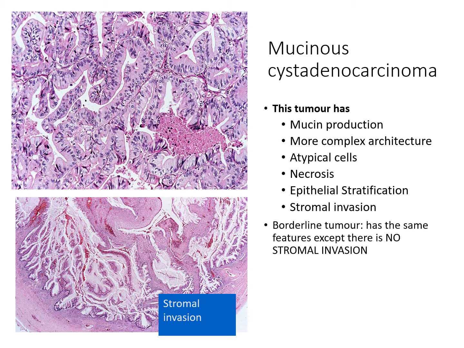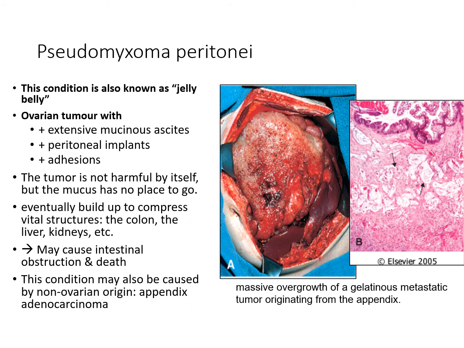Mucinous cystadenocarcinoma shows more complex architecture than the benign tumors. It shows atypical cells and presence of epithelial stratification and stromal invasion. There is a condition that is associated with mucinous tumor called pseudomyxoma peritonei. This condition is also known as jelly belly. This is seen in cases where ovarian tumors have extensive mucinous ascites and peritoneal implants and adhesion.